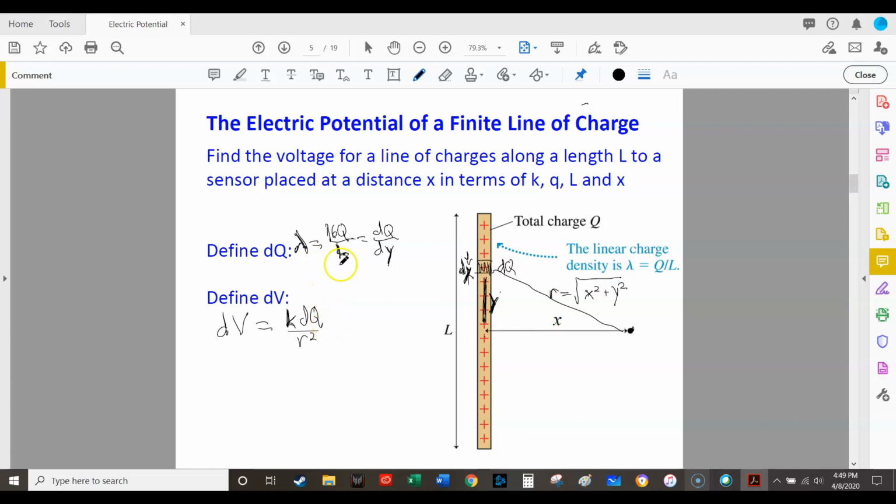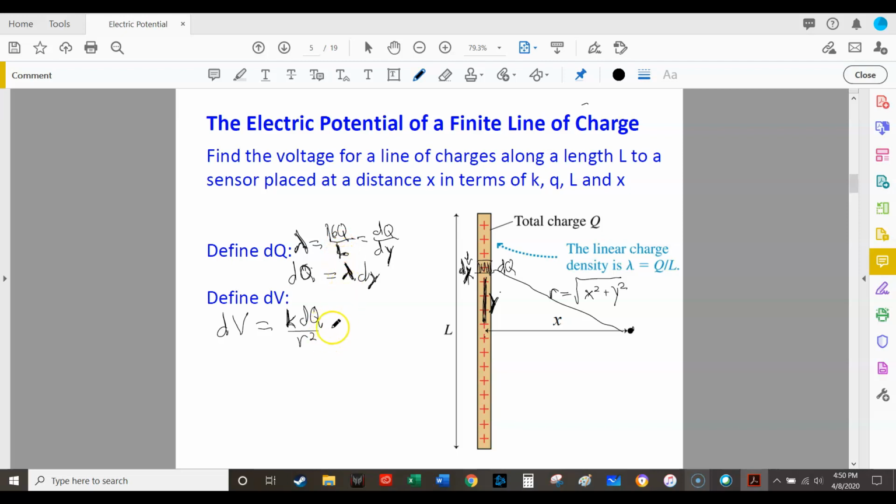Now we need to substitute in dq. I could use the 16q over L, because lambda is equal to 16q over L. So we're going to say dq, and multiply lambda times dy, and we get lambda dy. We have to multiply both sides by dy to get what dq is equal to. So dq in our equation is equal to lambda dy, where lambda is equal to 16q over L.